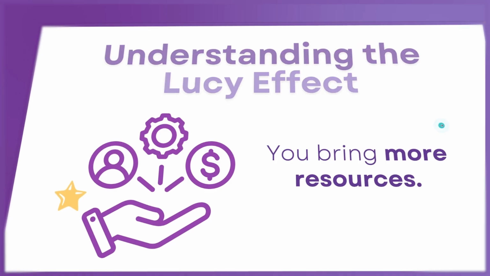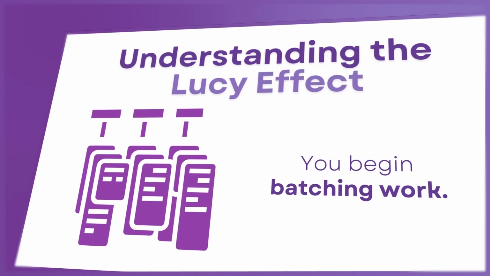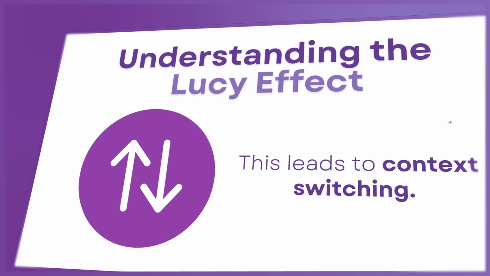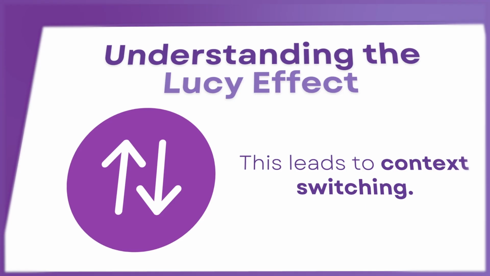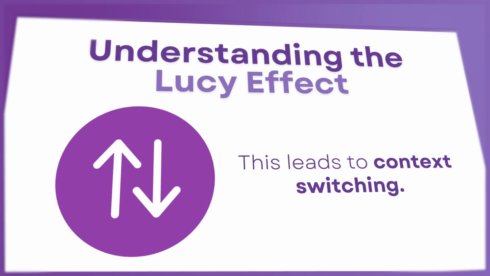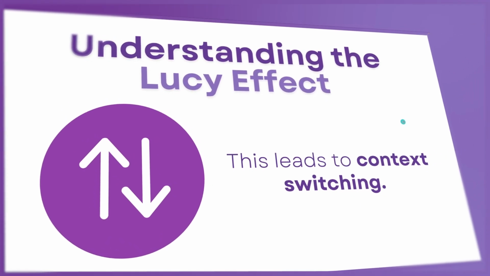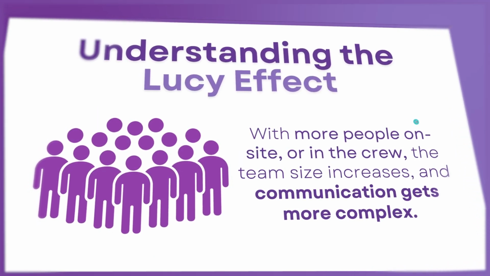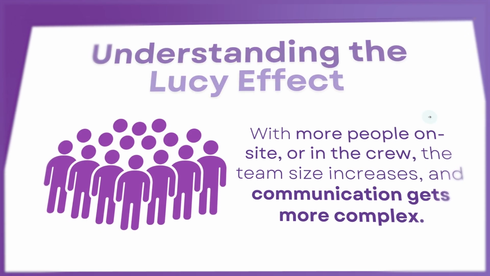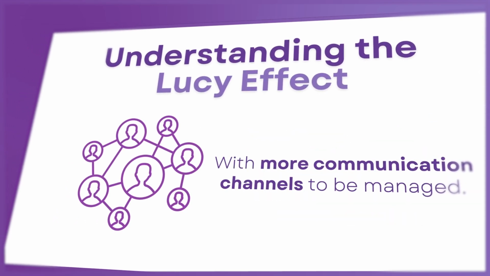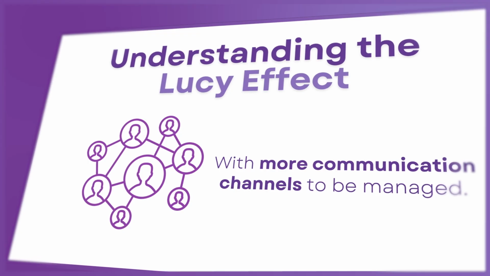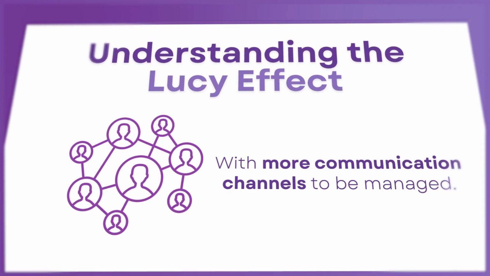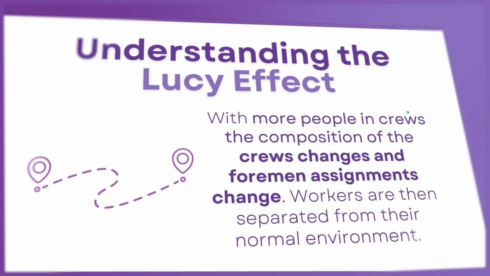When you bring out more resources to a project site, you begin batching work. And the batching always takes longer, and you're working in more areas, and you're starting more than you're actually finishing work. That leads to context switching, which takes an incredible amount of time, 15 to 45 minutes, in some cases with crews, hours. So you're wasting time there. And with more people on site, team sizes increase, and that communication gets more complex. In fact, it gets exponential as team sizes get larger. On a 4-person team, you'll have 6 communication channels. When you get up to 8 people on a team, it's something like 28 communication channels. So the communication gets harder and harder the larger the team gets.